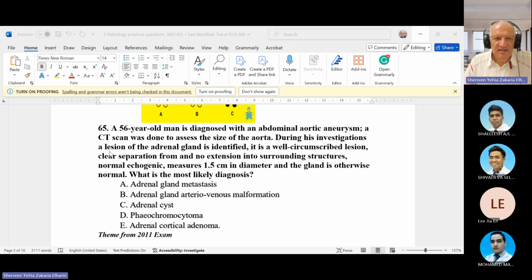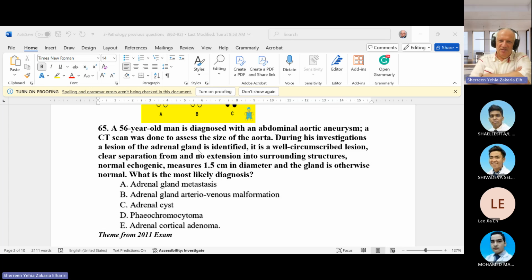During his investigation, something in the adrenal gland was identified. This is what we call an incidentaloma. Incidentaloma means accidental finding. Usually an adrenal tumor is discovered by chance. But here they say it is a well circumscribed lesion, so it is benign, with clear separation and no extension into surrounding structure. So this patient has abdominal aortic aneurysm. They followed him up and found a tumor in the adrenal gland, and this tumor is benign.